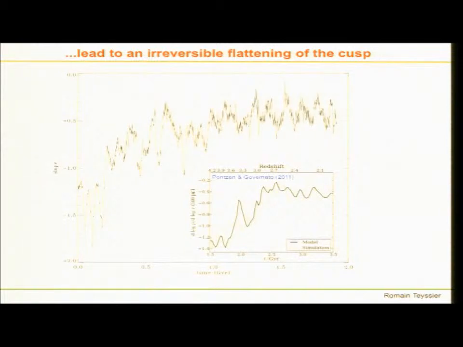Now, this is again a plot showing the evolution of the slope, and you see that you have a systematic, irreversible flattening of the cusp into something which is much flatter. And this is in complete line with what was found with GASOLINE and the cosmological simulation at lower resolution.